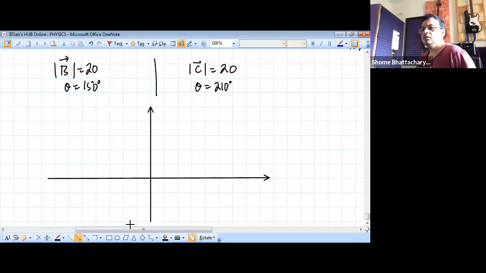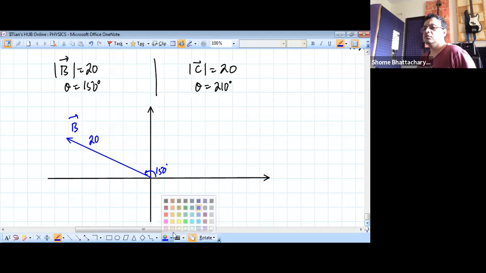If the vector B is like this, 150 degrees means somewhere like this, the one we just drew. The corresponding vector C which I have shown over here will be like this one. ऐसा symmetrical हो जाएगा. It's a vector of the same length. So the magnitude is again 20, but this time this angle is how much?